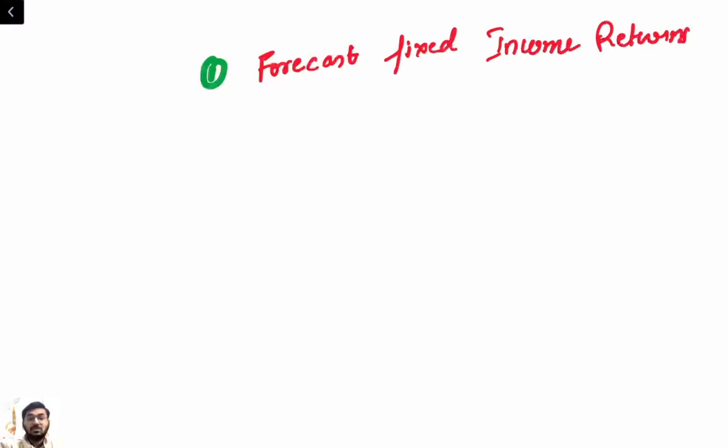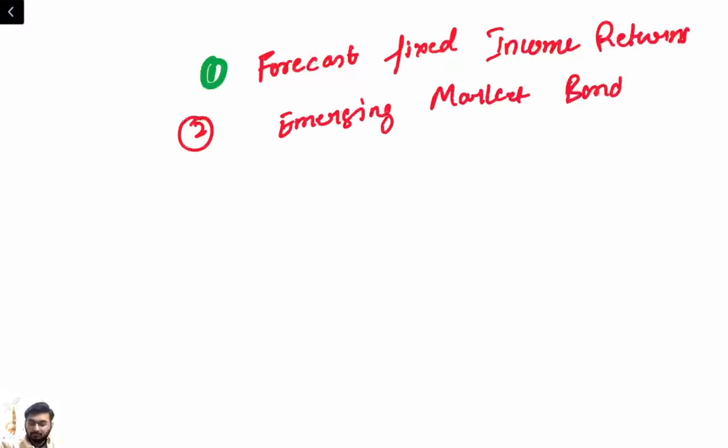Number one is we are going to forecast fixed income returns, that means your bonds. Second, we are going to understand emerging market bond risk. Why am I specifically studying the emerging? Because the behavior of bonds in a developed economy versus a developing economy is very different. So I am going to specifically cover emerging market bond risk.